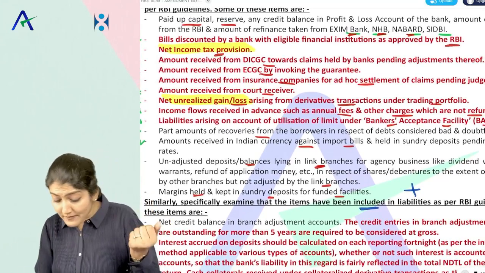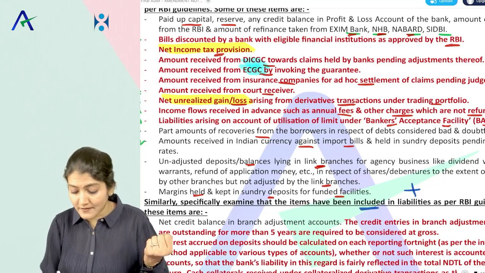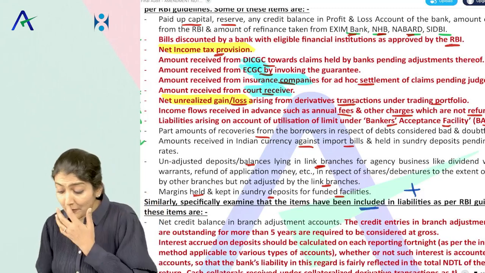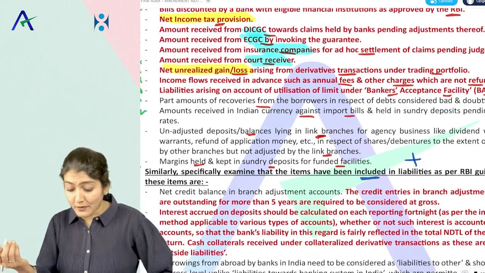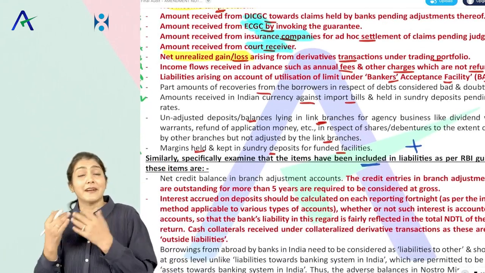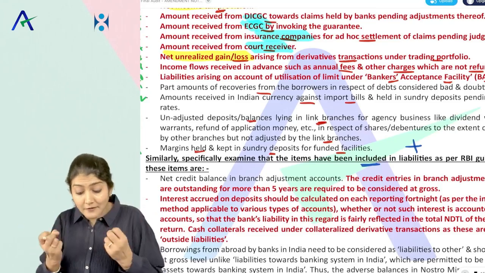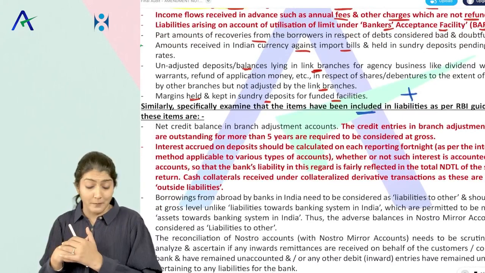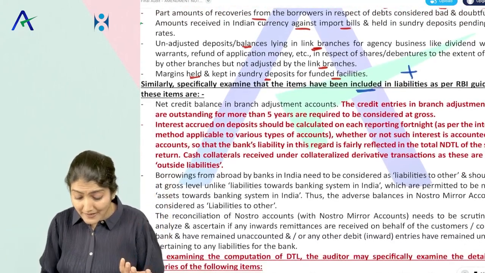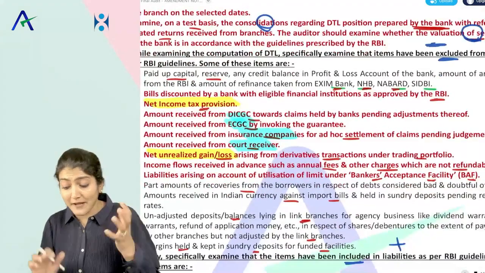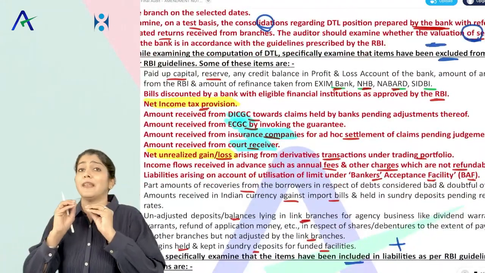Right, then amount received from DICGC, ECGC, insurance company, court receiver, excluded. Then income received in advance, liabilities on account of utilization of the limit under the BAF. And then part amount of recovery, amount received in Indian currency against import bill, unadjusted deposits balances, margins held and kept in sundry deposits. Right, so this is to be excluded from the liability.